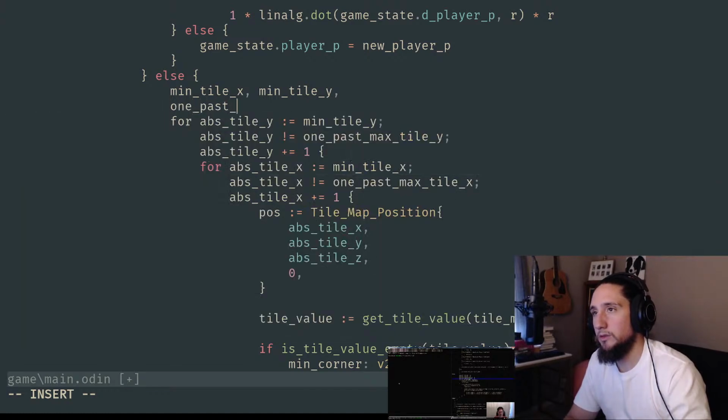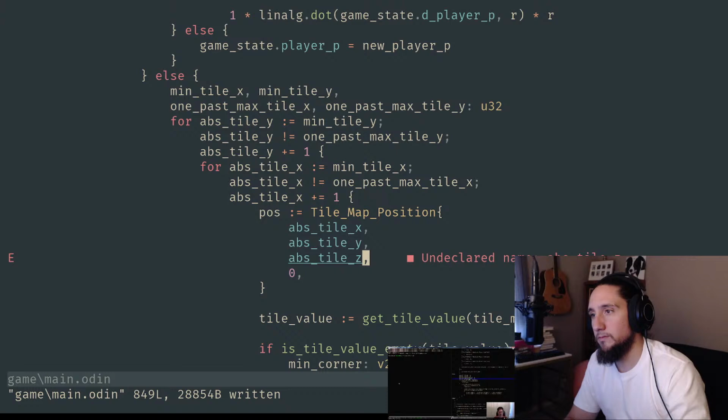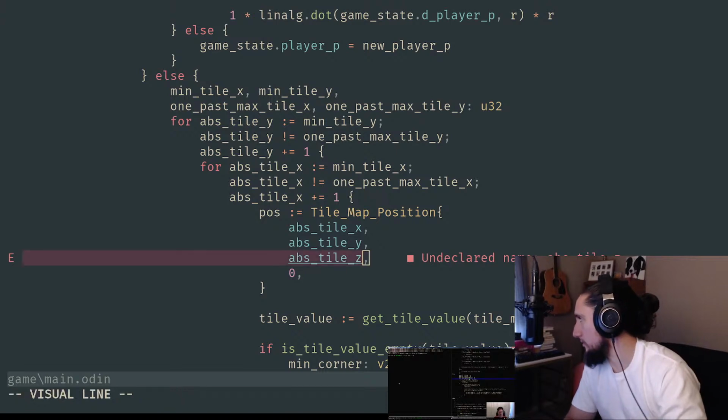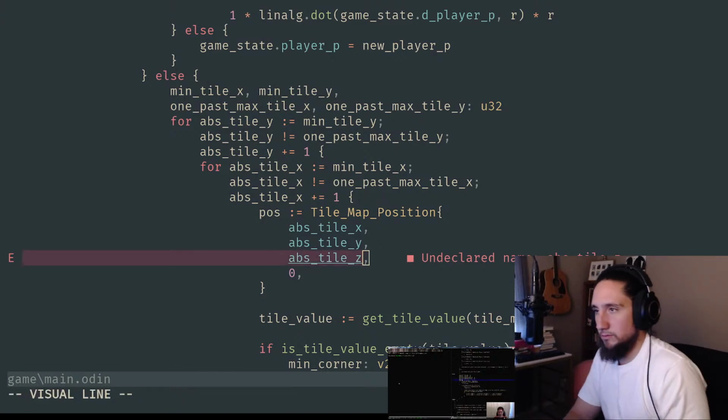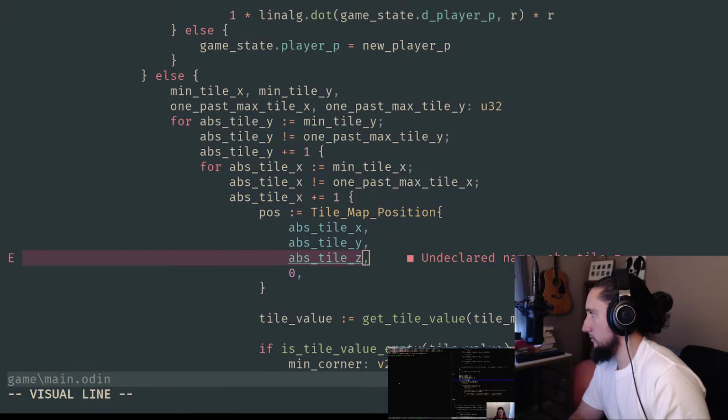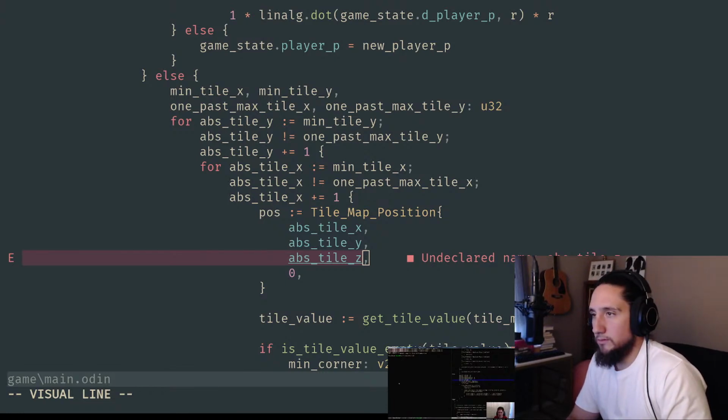1 past max tile x, 1 past max tile y, and they're all U32s. Still don't know where we're gonna get the abs tile z from. Okay, and the abs tile z for right now, we don't actually check. He's not really allowed to walk upwards at the moment. That's something we might want to do eventually.